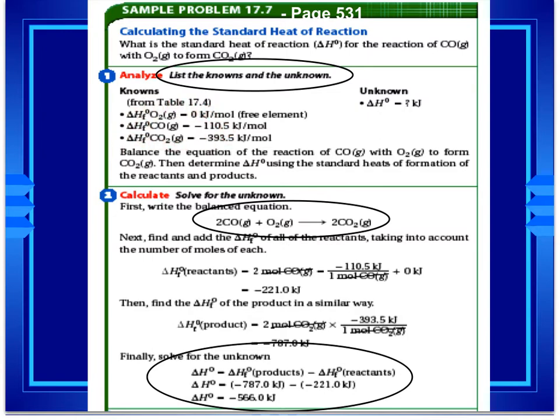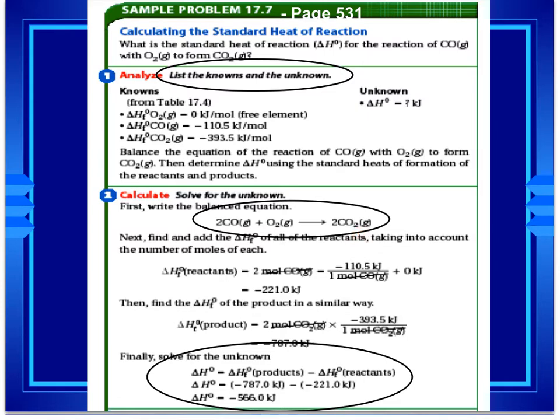Notice that oxygen in its diatomic form has 0 kilojoules per mole because it's a free element. Your carbon monoxide is going to have a negative 110.5, and your carbon dioxide is going to have a negative 393.5 kilojoules. And what we're looking for is the overall delta H, or the heat of reaction. So we need to write our equation and balance it, and this is what our balanced equation is going to look like.